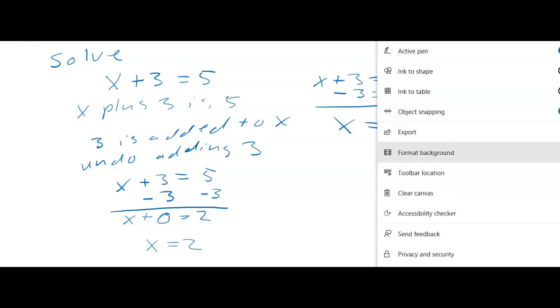Let's try another one. Let me look for my clear the canvas. So again, your instructions are to solve. This time I'm going to say 20 equals x minus 5. Now solve means you want to get the variable, the x in this case, again alone.